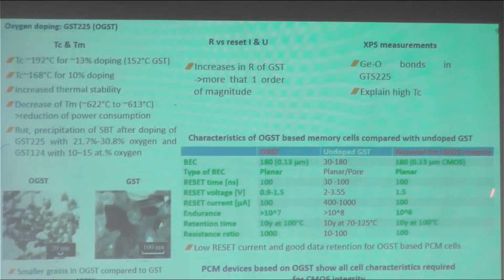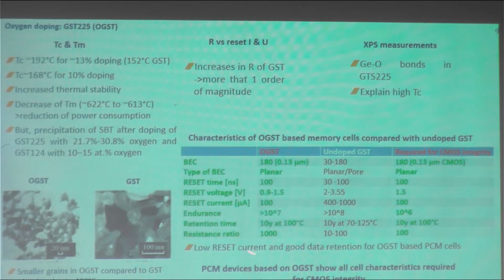So also, as required by CMOS integration, it was compared for real devices with 180 nanometer bottom electrode size. This is 0.13 micrometer CMOS technology. And you can see that the reset times are on the same average, the reset voltage too, current endurance even larger, and retention time and resistance ratio even better as required by the CMOS technology. So it seems to be a very nice material.